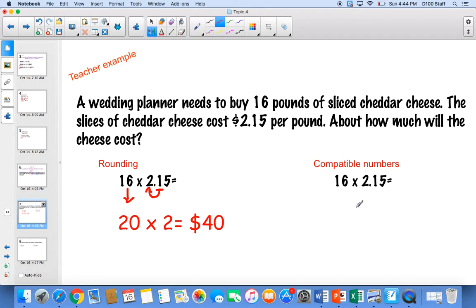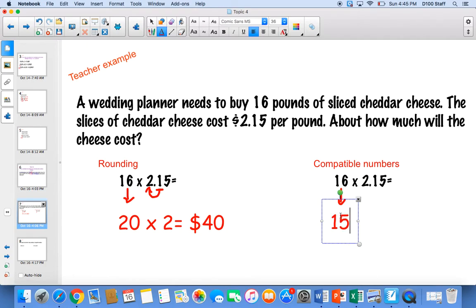So remember that when you're using compatible numbers, we're all probably going to pick something similar, but we might pick some different numbers. So if I'm looking at 16, I could say, well, I know 15 is a good compatible number and it's easy to multiply. So I would use 15 as my compatible number. And then looking at $2.15, I'm obviously going to keep it close to that, so I'm going to say 2 because that's another easy number to multiply. 15 times 2 is about $30.